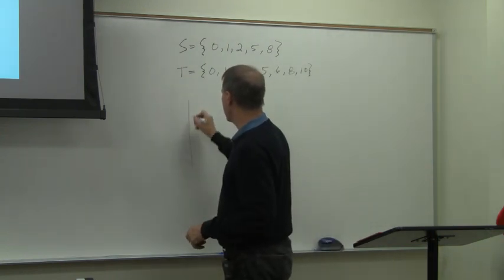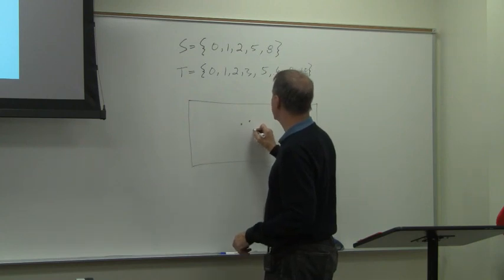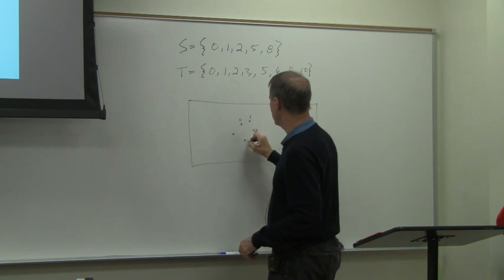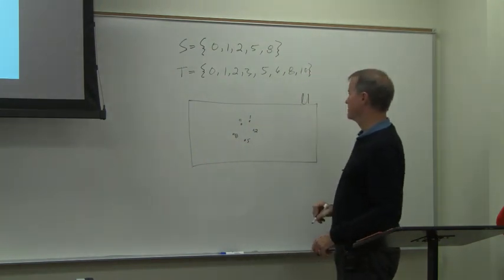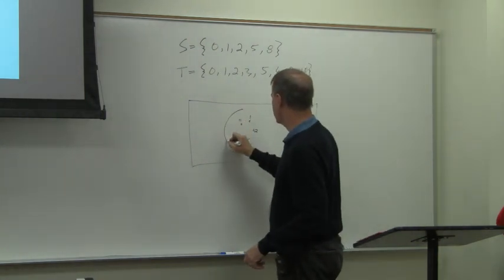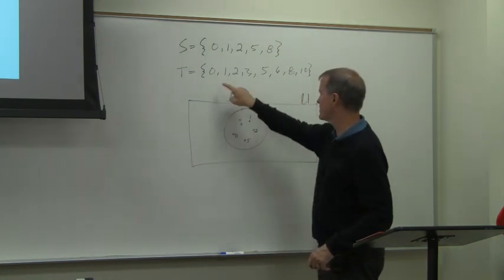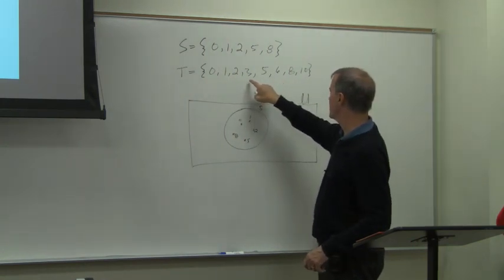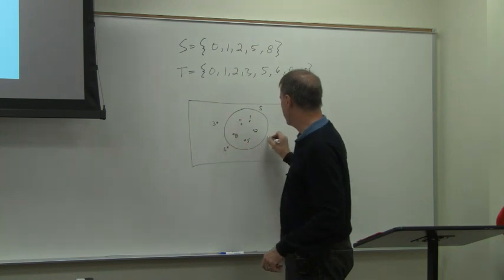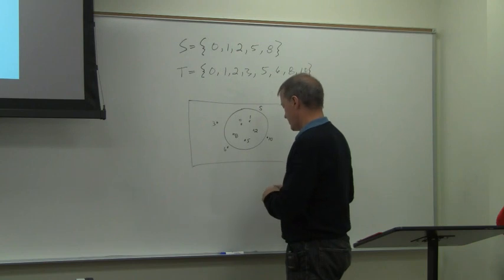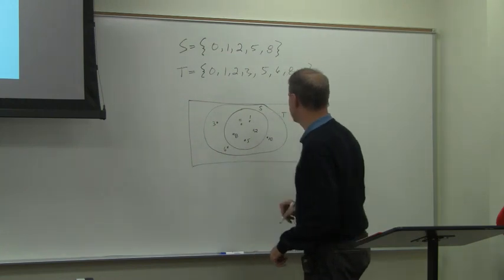So if you were to draw this on a Venn diagram, here's 0, 1, 2, 5, 8. And this is the universe. How do we decide to draw the universe? Like this? This represents the set S, and T represents the set 0, 1, 2, 5, 8, but in addition, it includes what? 3 and 6 and 10, right? So maybe 3 is over here, 6 is over here, 10 is over here. So the T set would look like this, right?